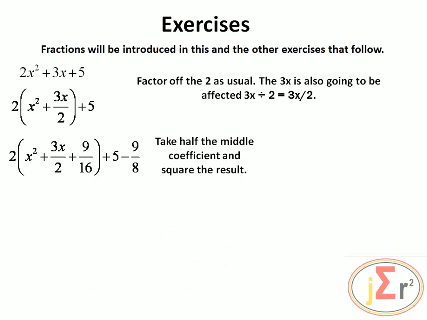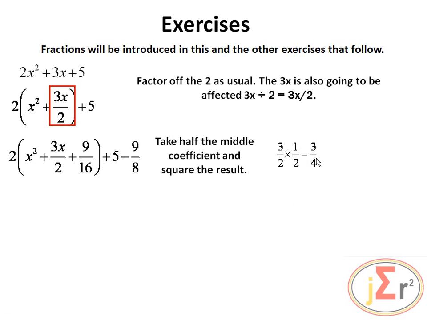So the next step, remember, take half of the middle coefficient and square the result. So we're going to take half of this. The middle coefficient is 3 over 2, so we're going to take half of that. And we are going to put that under the microscope to show how it is done. There we go. So we're going to take half of 3 over 2. To take half of something is either we're going to divide it by 2 or we're going to multiply by a half, which is the same thing. So we have 3 over 2, and that is multiplied by a half, and we get 3 over 4.